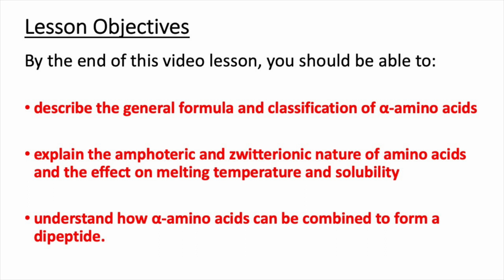So that concludes this video lesson. After watching this video, you should now be able to describe the general formula and classification of alpha amino acids. You should be able to explain the amphoteric and zwitterion nature of amino acids and the effect on melting temperature and solubility. And finally, you should be able to understand how alpha amino acids can be combined to form a dipeptide.